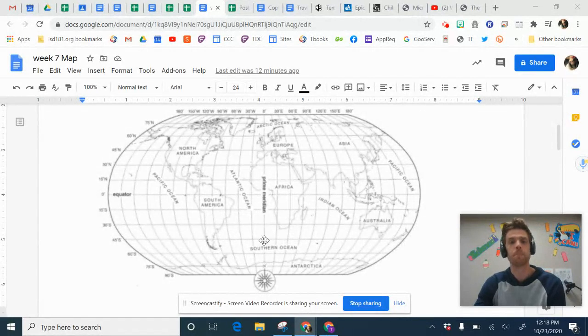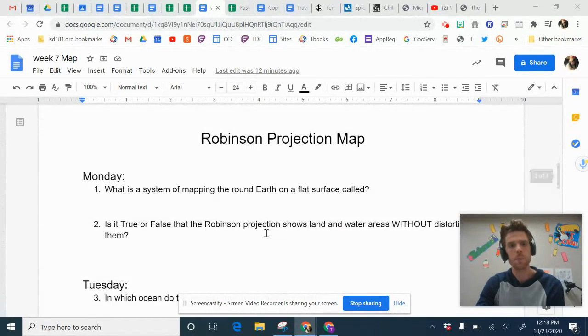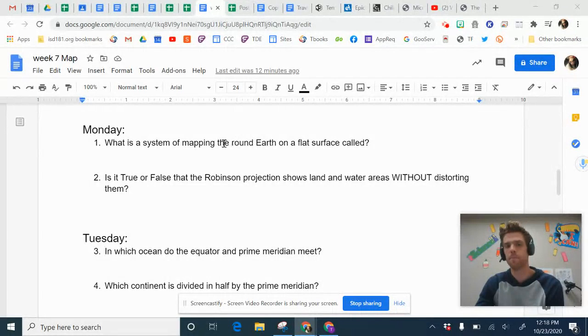Interesting little fact there. Hey, let's read through our questions. What is the system of mapping the round Earth on a flat surface called? What is the making of the round to the flat called? I used that P word a couple times. It's on the top of the sheet. If you scroll up, you can totally find it.